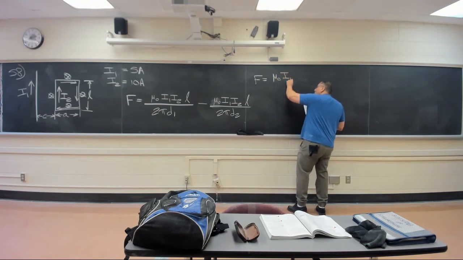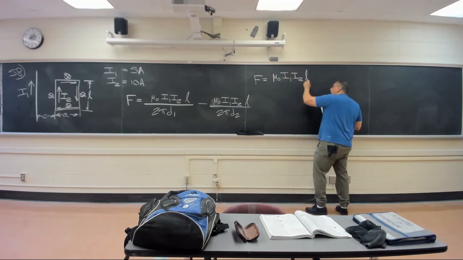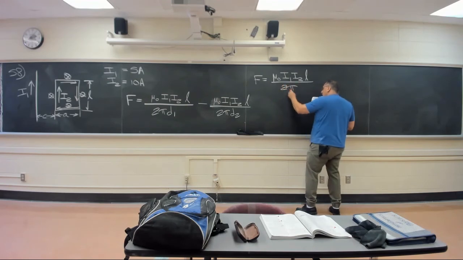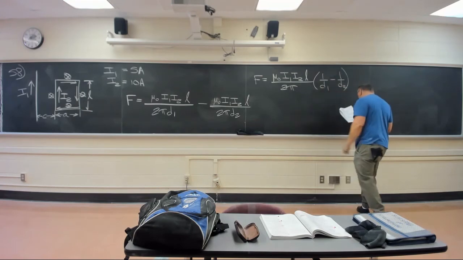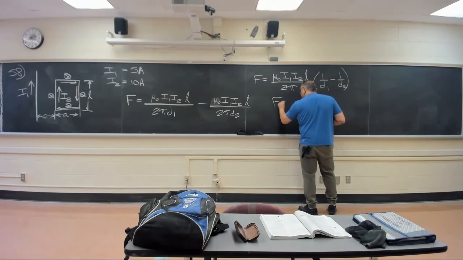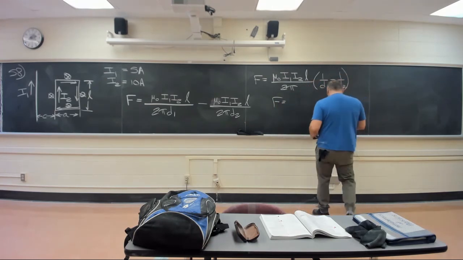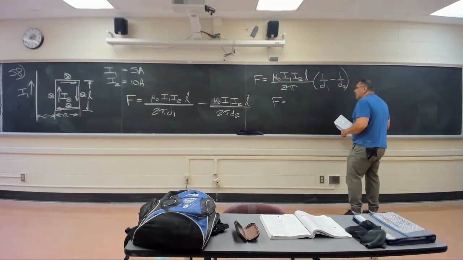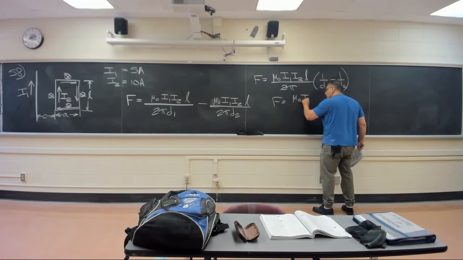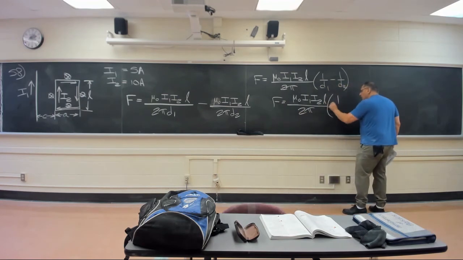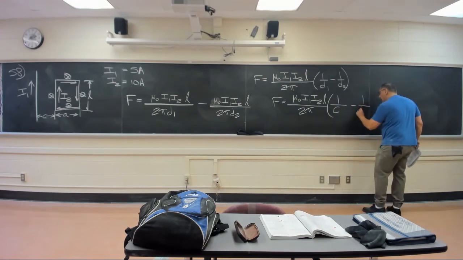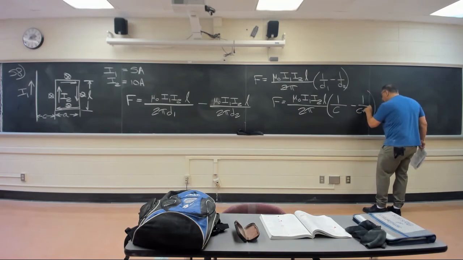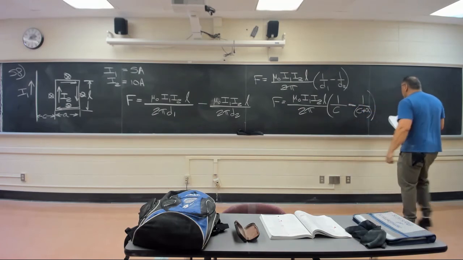Mu 0 I1, I2, L over 2 pi, 1 over D1 minus 1 over D2. True. The close by one is C distance away, and the far away one is C plus A distance away. So what we're talking about is, we got C right here, and the other one is the quantity C plus A. Well, again, the rest is math. The rest is math, guys. We get it to there, we're good.